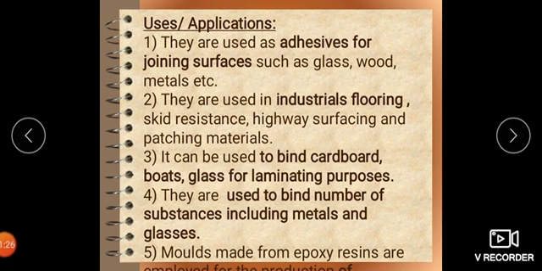It can be used to bind cardboards, boards, glass for laminating purposes. Also, this epoxy resin can be used for laminating glass. They are used to bind a number of substances including metals and glasses. Molds made from epoxy resins are employed for the production of components required for aircraft and aeroplanes.